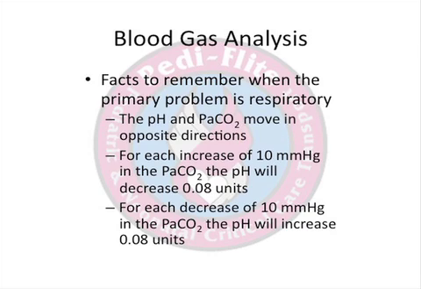Facts to remember when the primary problem is respiratory. The pH and PaCO2 move in opposite directions. Therefore, if the pH goes down, the CO2 goes up, or vice versa. For each increase of 10 millimeters of mercury in the PaCO2, the pH will decrease by 0.08 units. For each decrease of 10 millimeters of mercury in the PaCO2, the pH will increase 0.08 units.